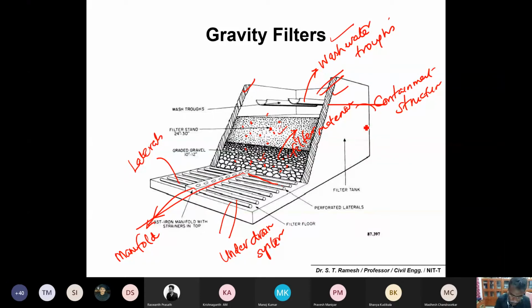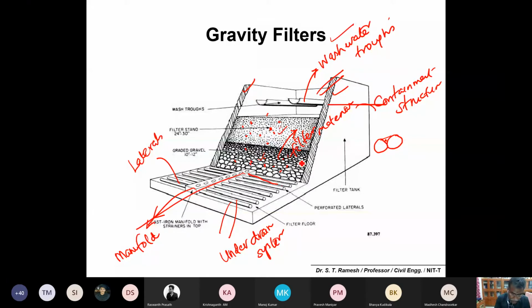As I told you, the space between the individual grains will act as a basin, thereby these flocs will settle in the interstices. Something similar. So what will happen if it is completely choked or clogged?